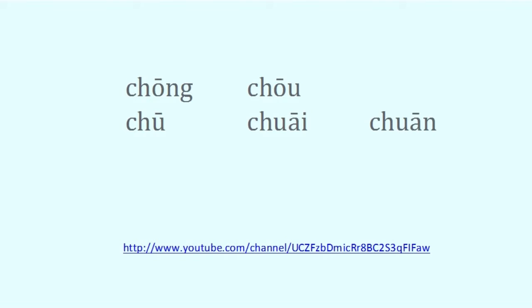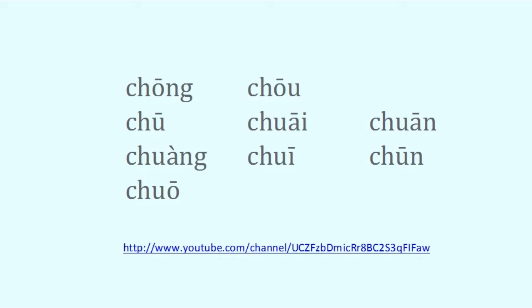CHONG is pronounced as chong, CHOU is pronounced as cho, CHU is pronounced as chu, CHUAI is pronounced as choi, CHUAN is pronounced as chuan, CHUANG is pronounced as chuang, CHUI is pronounced as choi, CHUN is pronounced as chun, CHUO is pronounced as chuo.